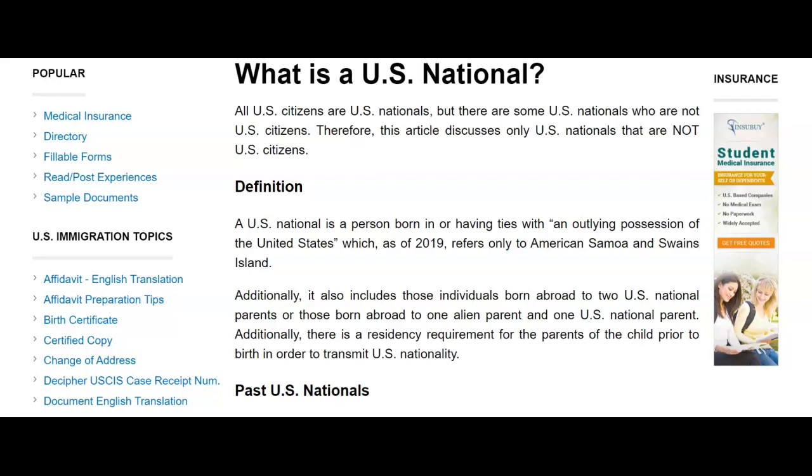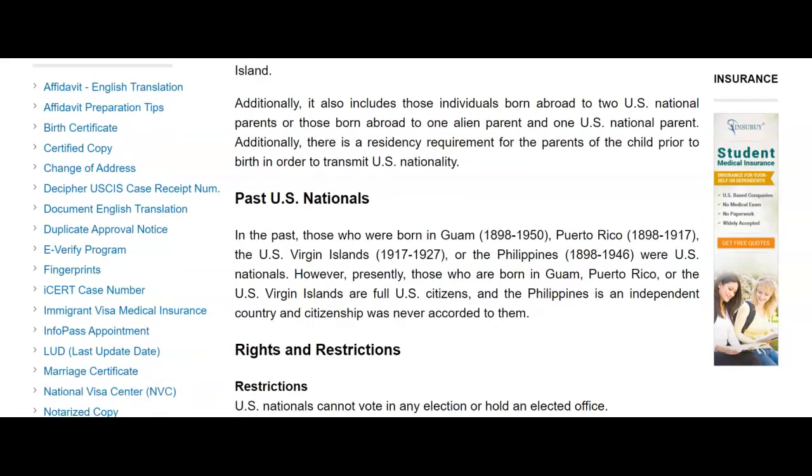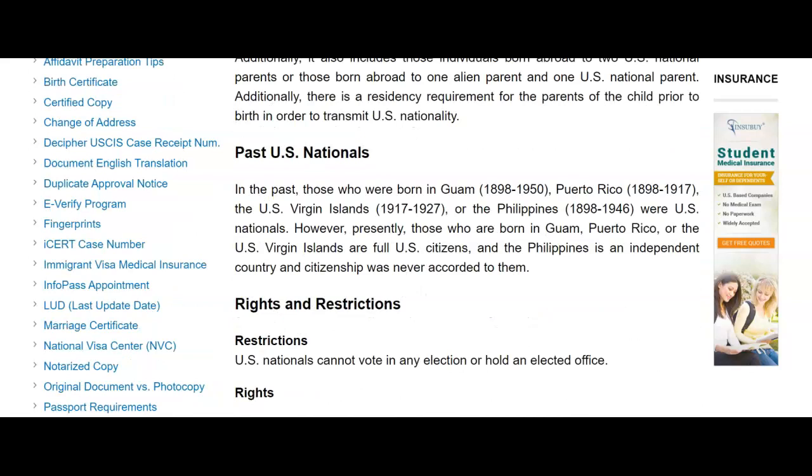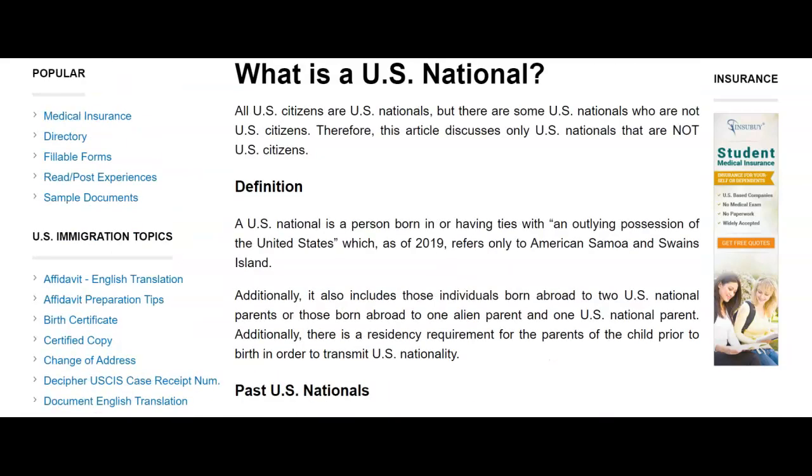Additionally, it also includes those individuals born abroad to two U.S. national parents, or those born abroad to one alien parent and one U.S. national parent. Additionally, there is a residency requirement for the parents of the child prior to birth in order to transmit U.S. nationality. In the past, of course, it was different. There were many other places that this could relate to. But this is now only, as of 2019, American Samoa and Swains Island.